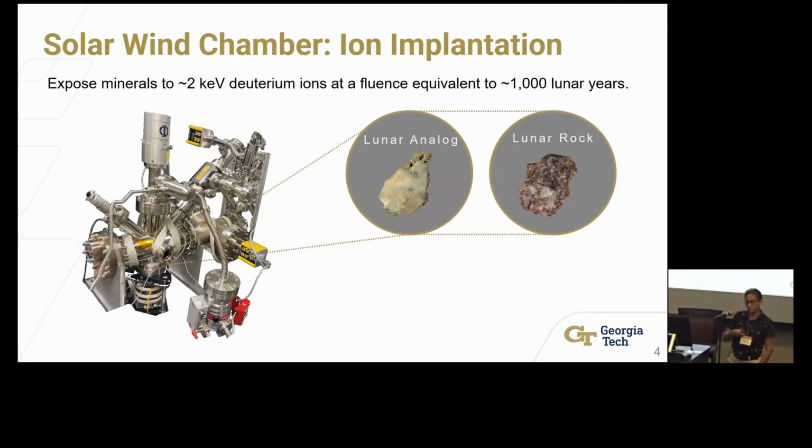And we look at lunar analogs because we want to look at a simpler system, such as the individual lunar analogs that make up our complex lunar rock. So one of the analogs that we look at is anorthite, but there are others like albite or olivine that we can look at.